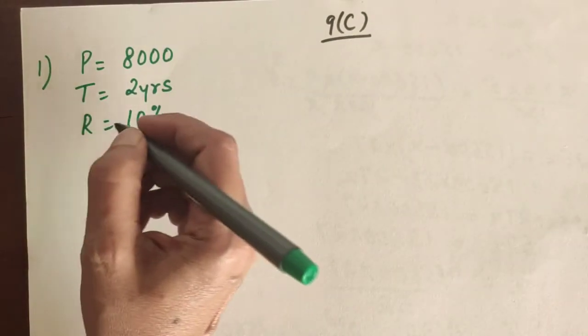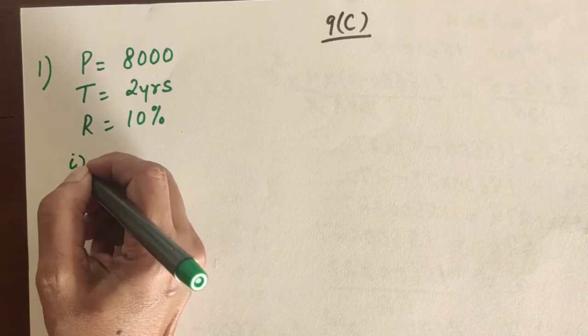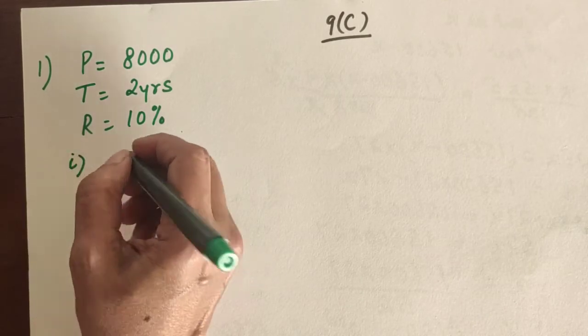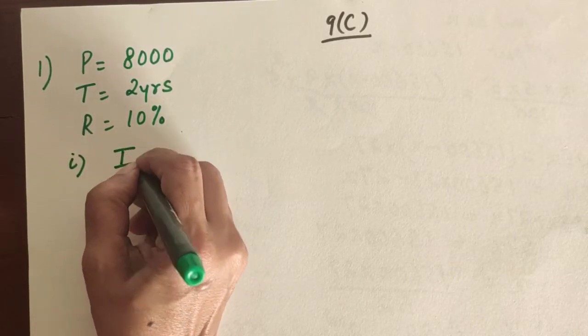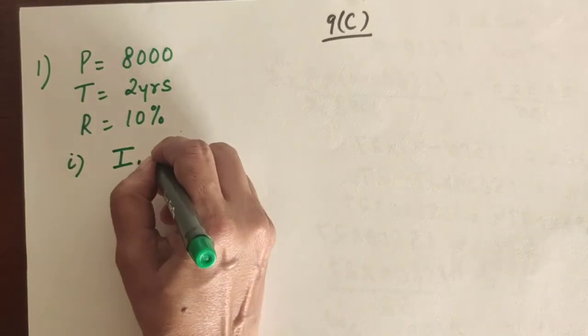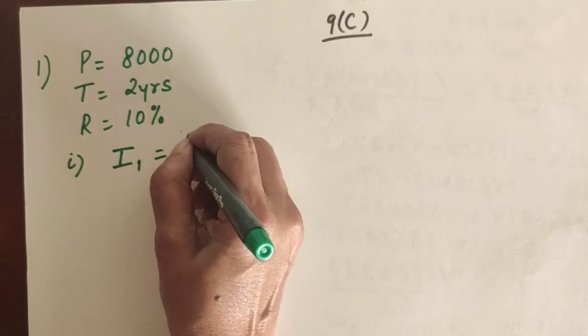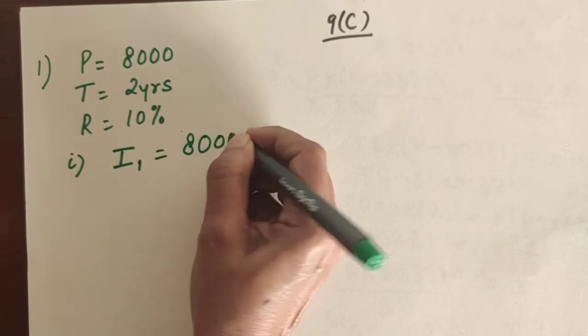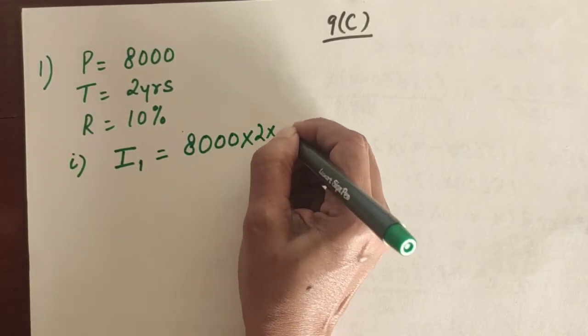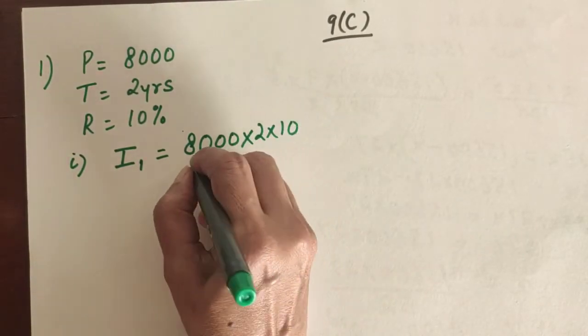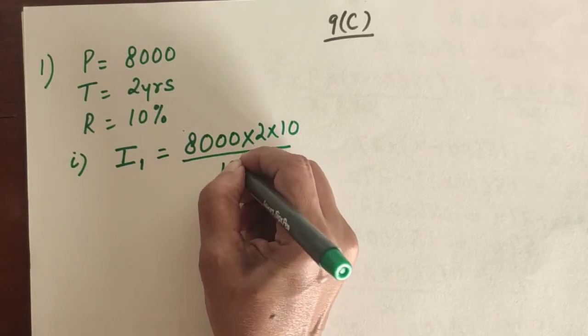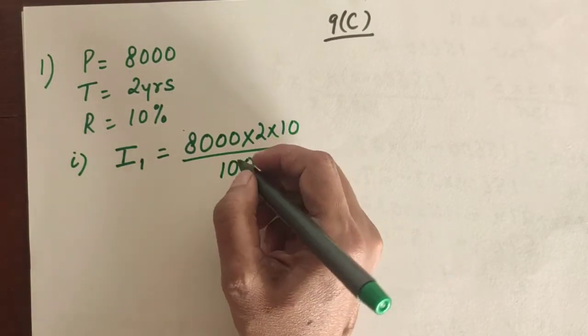So the first part here is finding the interest for the first year. For interest for the first year, I will write it as I1. It is PRT upon 100. So P, R and T upon 100.